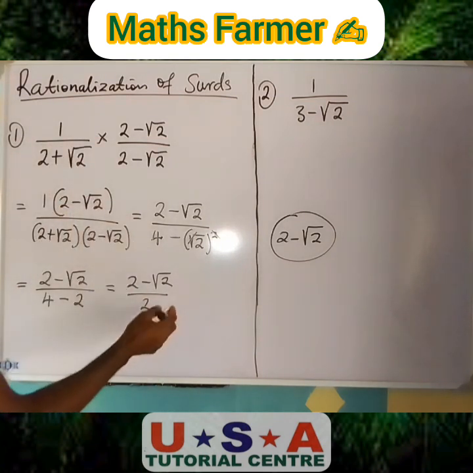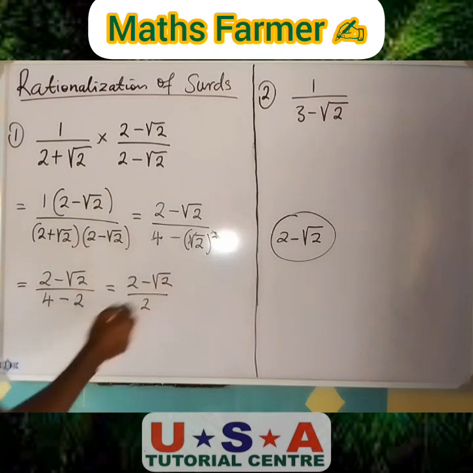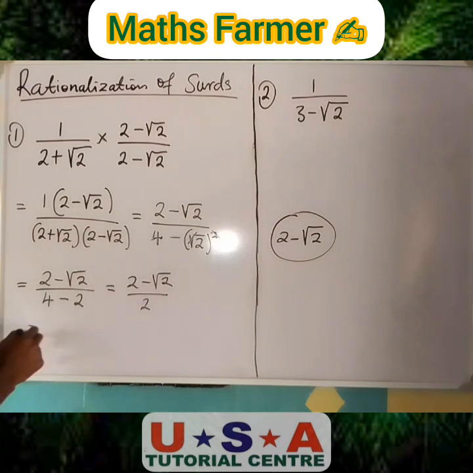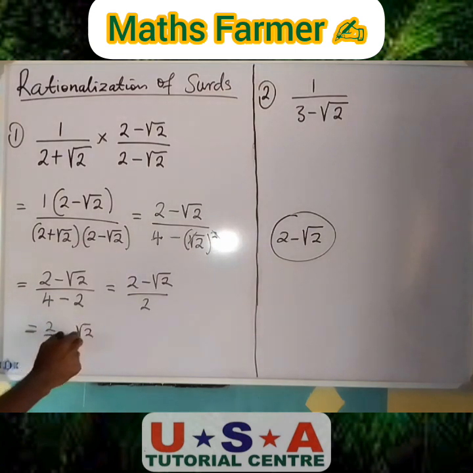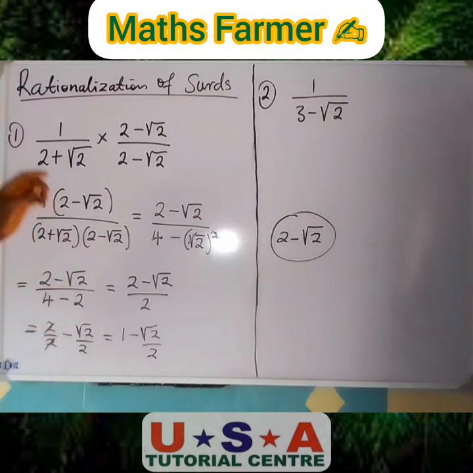And you can still go further to divide both the terms on top by 2. We can have it this way, separating the terms: 2, collect your own 2, then root 2, collect your own 2. So 2 will cancel out, leaving us with 1 minus root 2 divided by 2. So when we rationalize this, it's going to give us this.